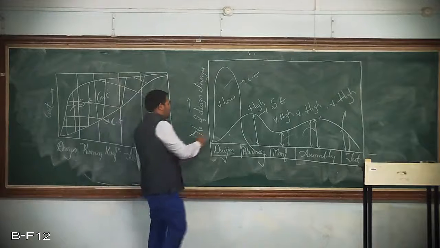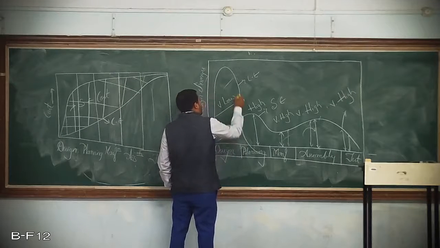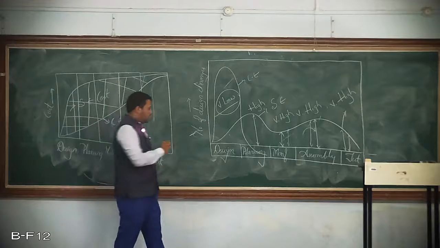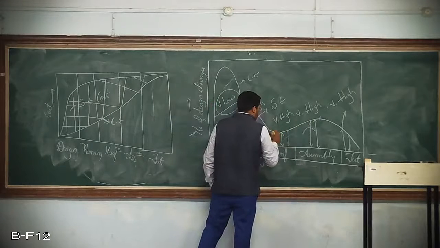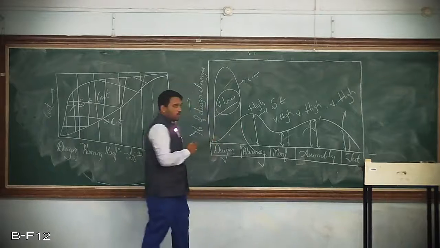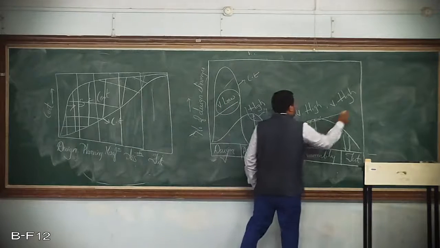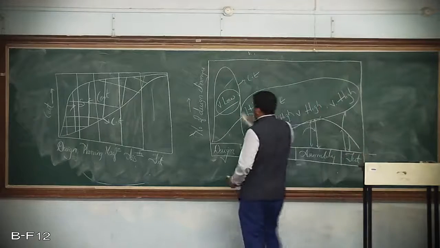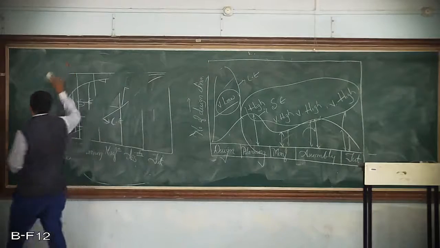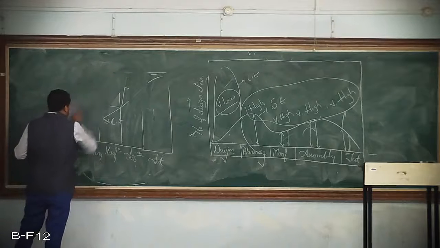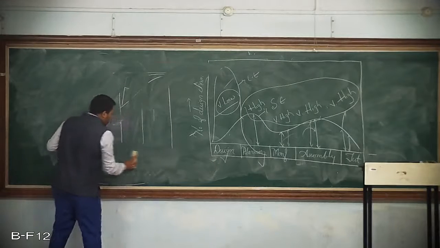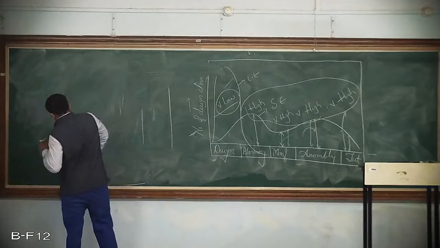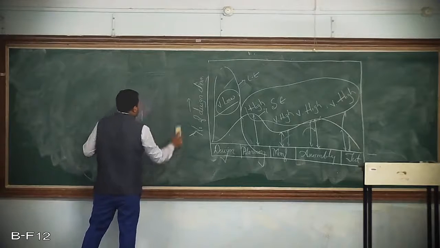Hence, in concurrent engineering, very low cost is incurred for the design changes. But in sequential engineering, that is this curve, the cost associated with the change in design is very high. So it concludes that by following concurrent engineering, we can not only save time and material, but it also results in cost saving.